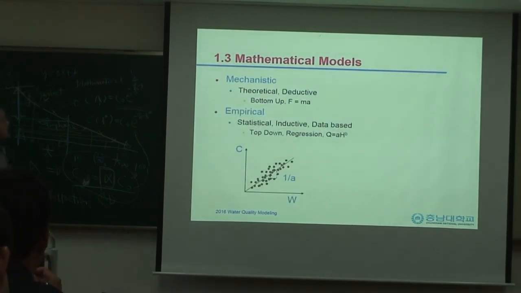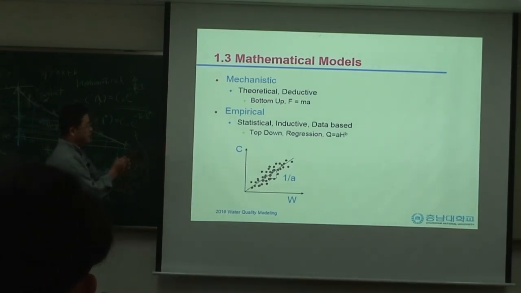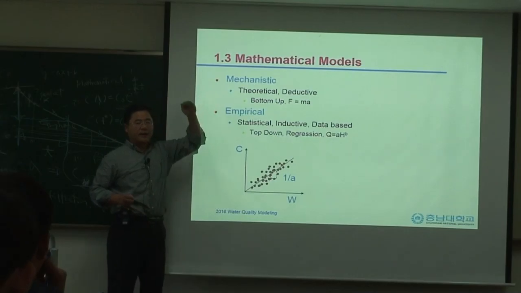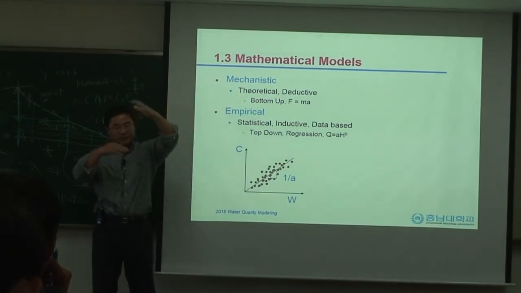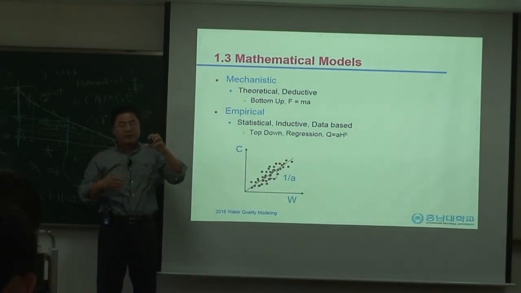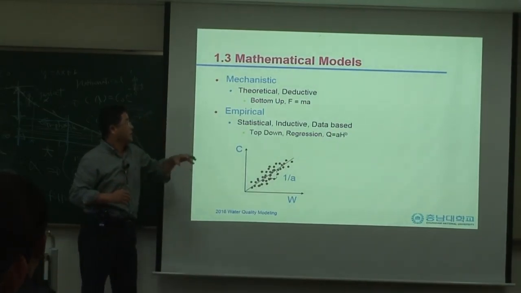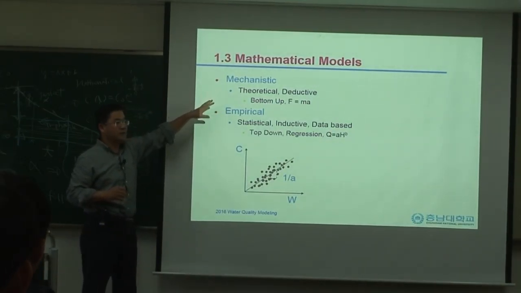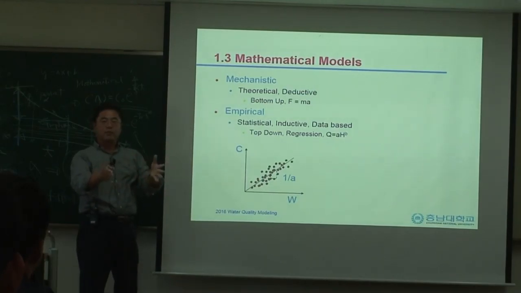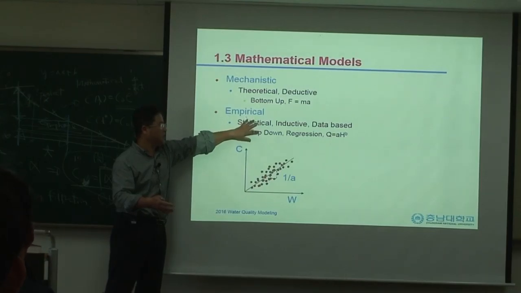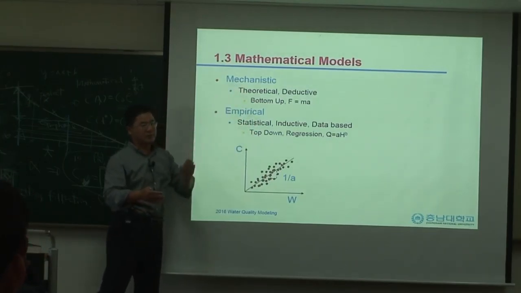So, mostly I use the mechanistic way. I talked about analytical and numerical, that's a mathematical method. And deterministic and stochastic, that's a kind of statistical method. And here we have two scientific approaches, actually. Mostly we start from here to build a kind of equation.